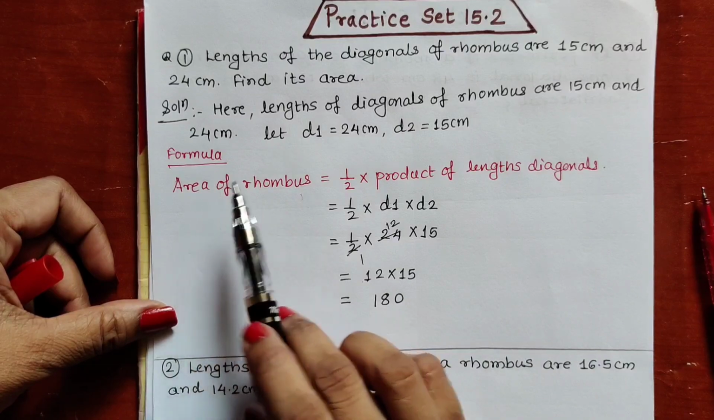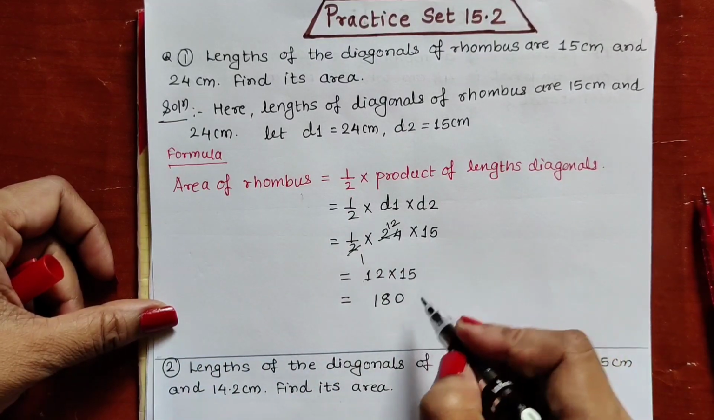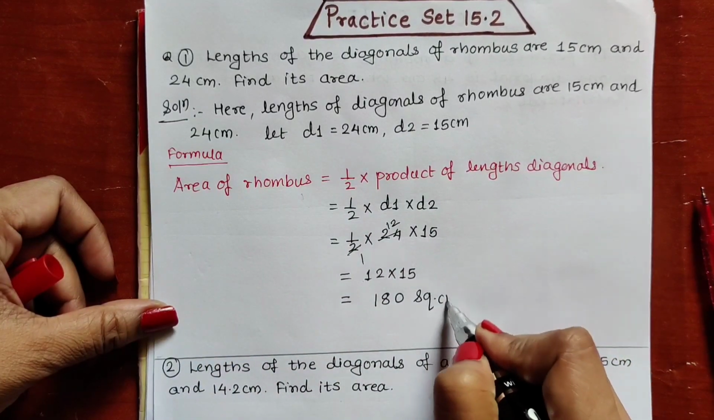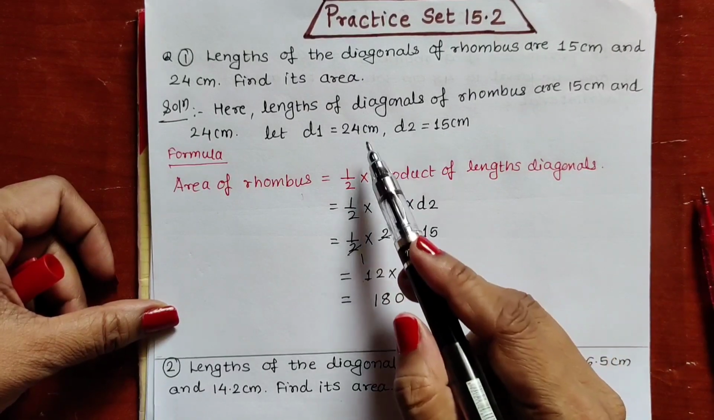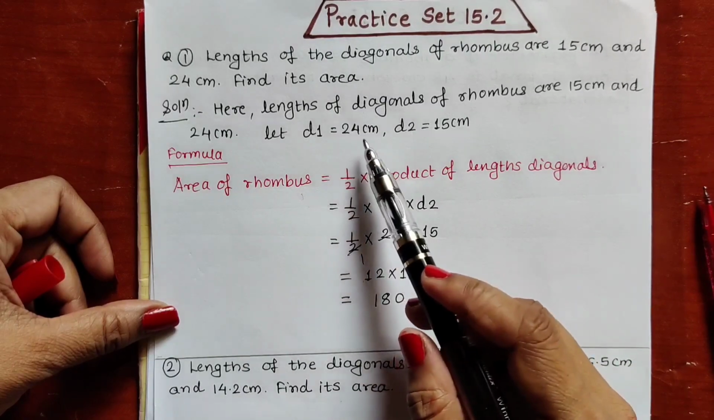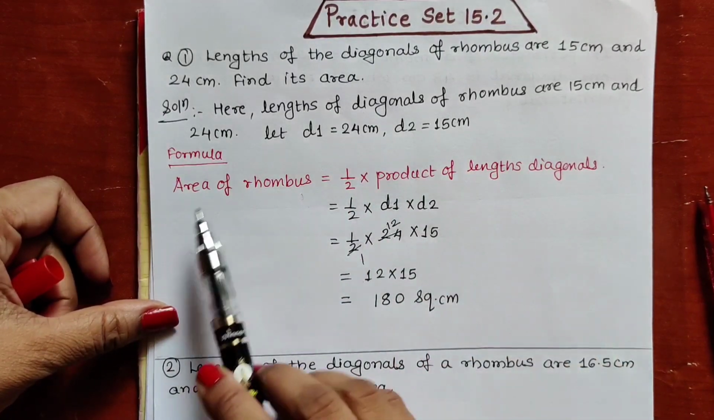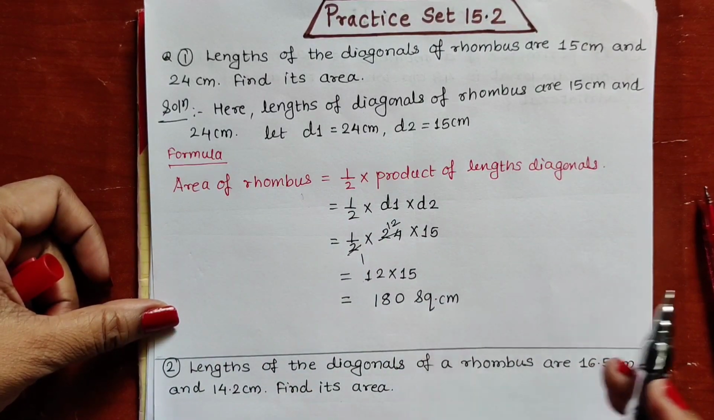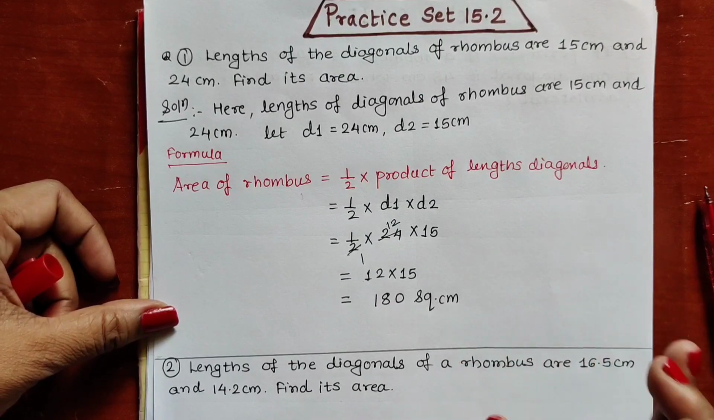As it is area, so the unit should be square centimeter. When the length of diagonal is in centimeter, the area unit will be square centimeter. When the lengths of diagonals are in meter, the area of rhombus will be square meter. So in this way we have to solve the sum.